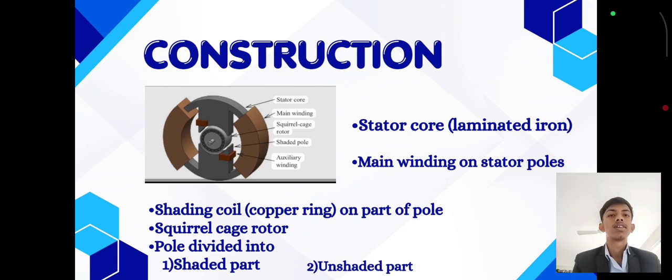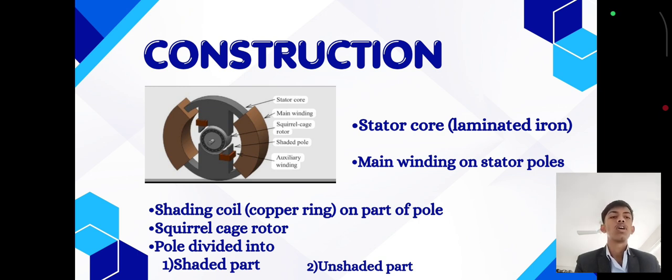Construction. Now let us understand the construction of a shaded pole motor. The construction is very simple and it has three main parts. First is the stator. The stator is the stationary part and it has poles and winding. It produces a magnetic field when the supply is given. Second is the rotor, which is a squirrel cage type of rotor. It is inside the stator and it rotates when the motor starts.